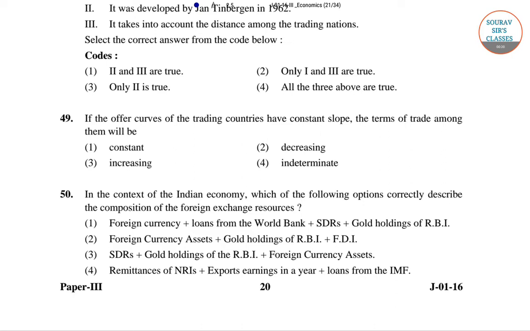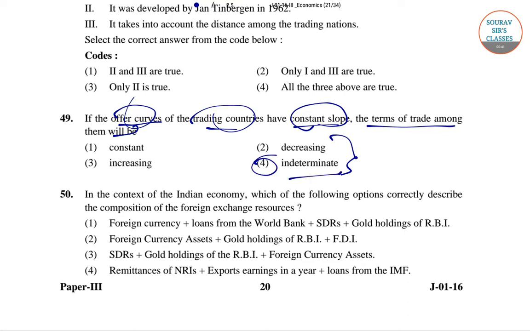49. In question number 49, it is given: the offer curves of the trading countries have constant slope in terms, and the terms of trade among them will be, with 4 options given. So when offer curves of the trading countries have constant slope, the terms of trade among them will be what? The terms of trade will be indeterminate. When the offer curves have constant slope, the terms of trade will be indeterminate.